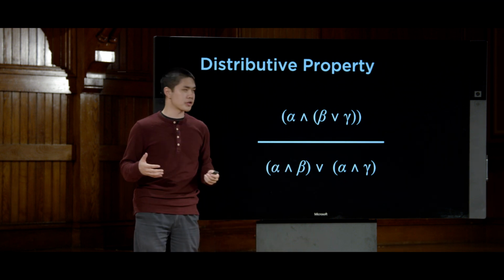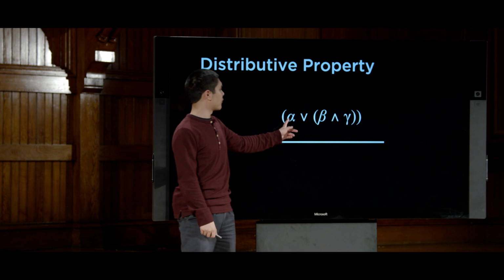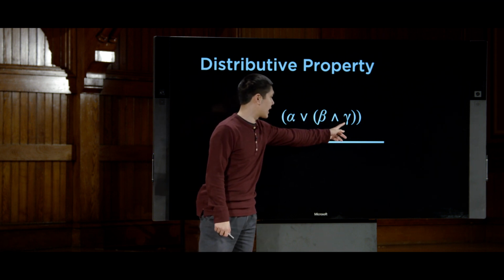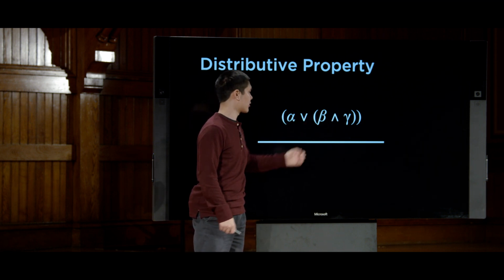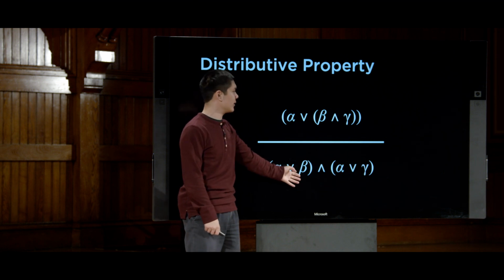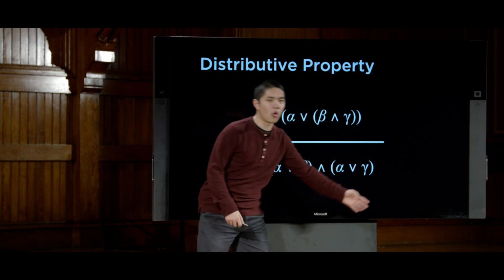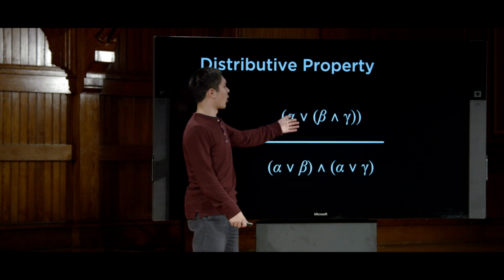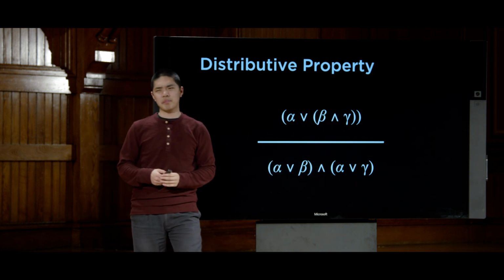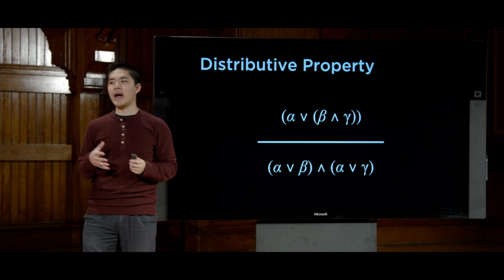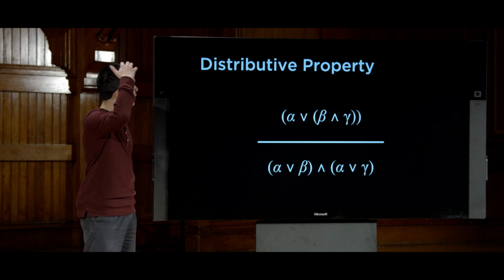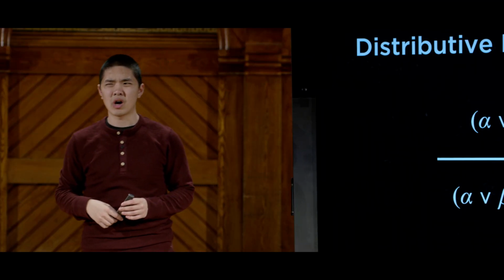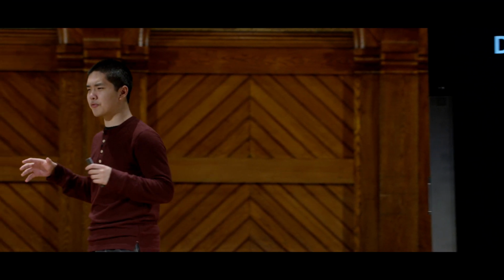This works the other way too. So if, for example, I have alpha or beta and gamma, I can distribute the or throughout the expression. I can say alpha or beta and alpha or gamma. So the distributive law works in that way too, and it's helpful if I want to take an or and move it into the expression. And we'll see an example soon of why it is that we might actually care to do something like that.